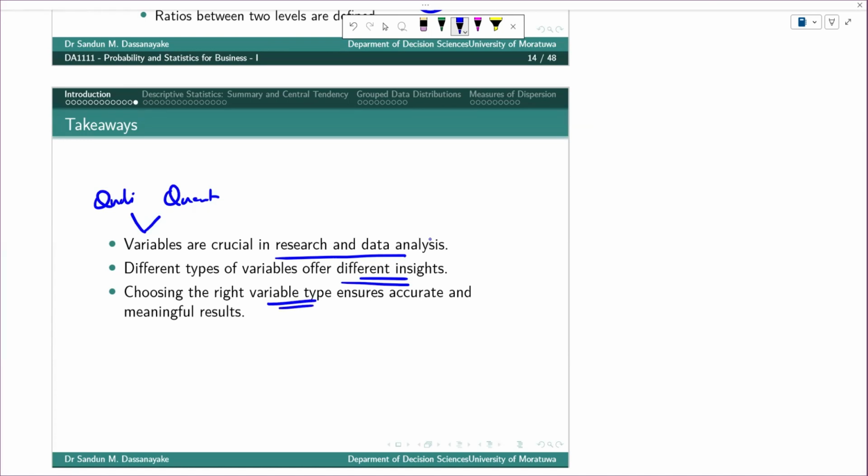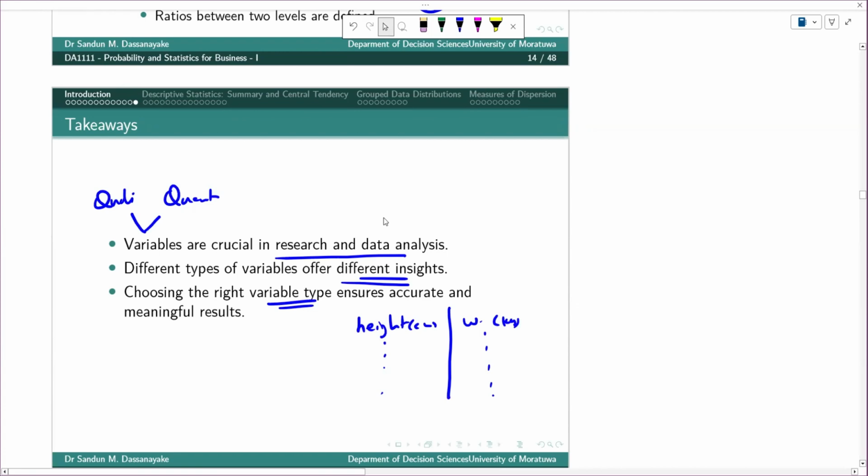Choosing the right variable type ensures accurate and meaningful results. It depends on how you want to describe your sample. Then you choose the correct variable type and store your data likewise. If you need to analyze the height distribution, you record the height in centimeters, and then you keep on recording. If you need to collect weight measurements, you collect weight in kilograms. Time can be minutes or hours. Depending on your requirement, you choose the right variable type and then you collect the measurements.